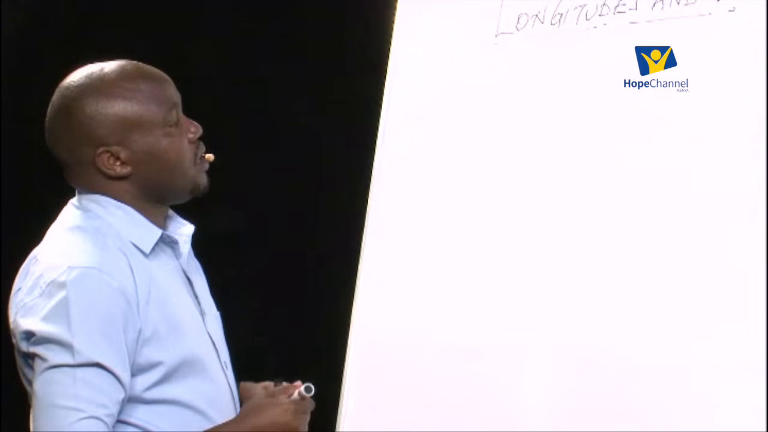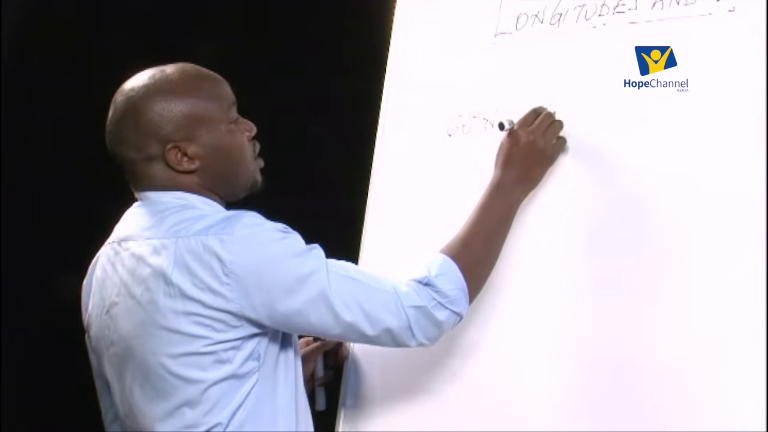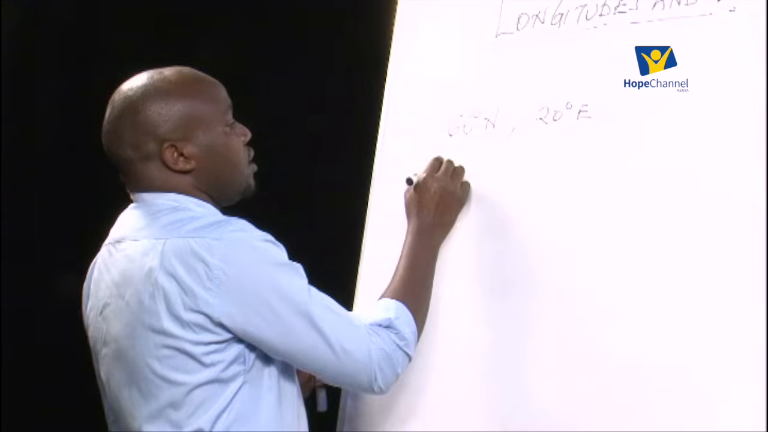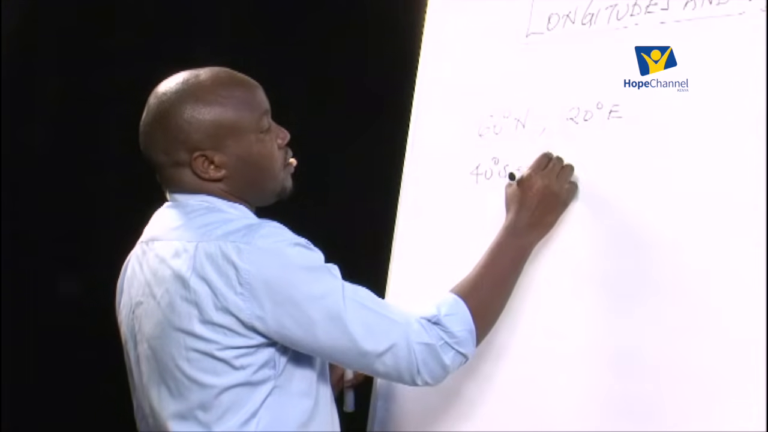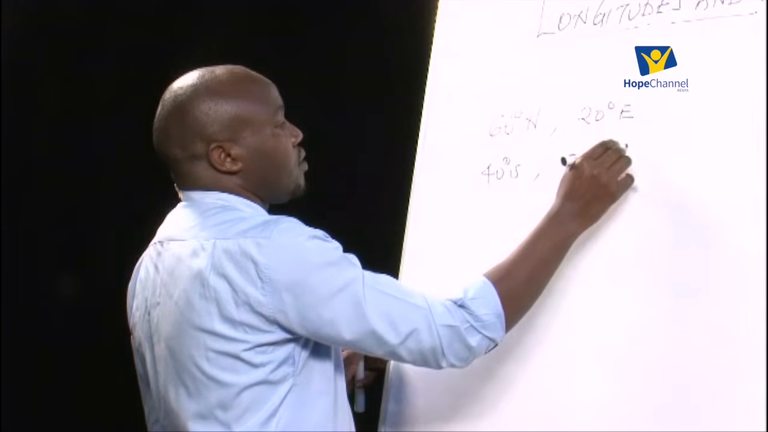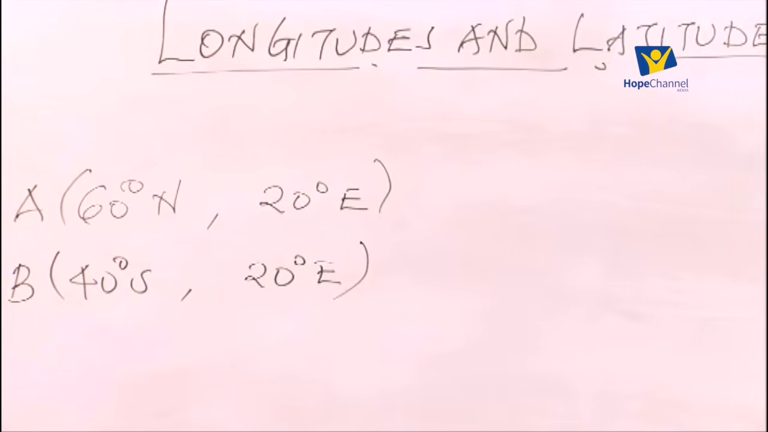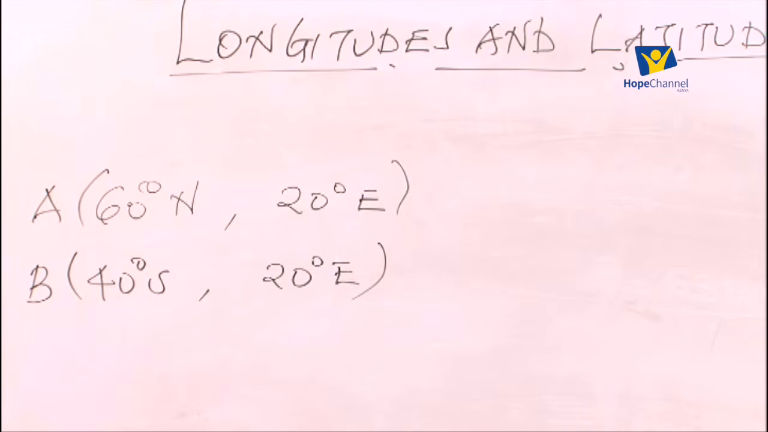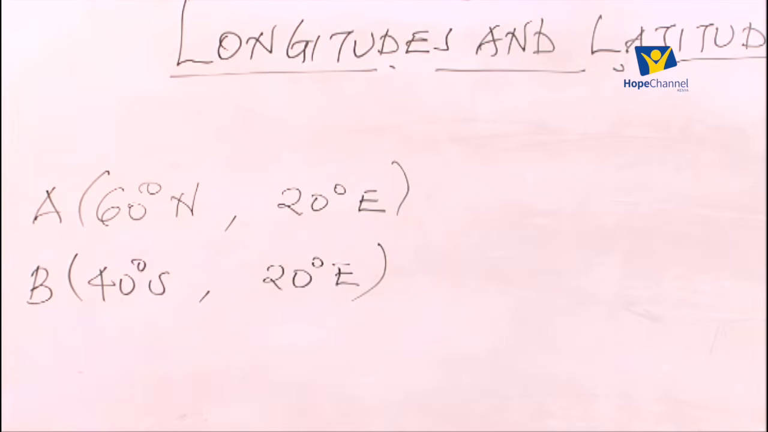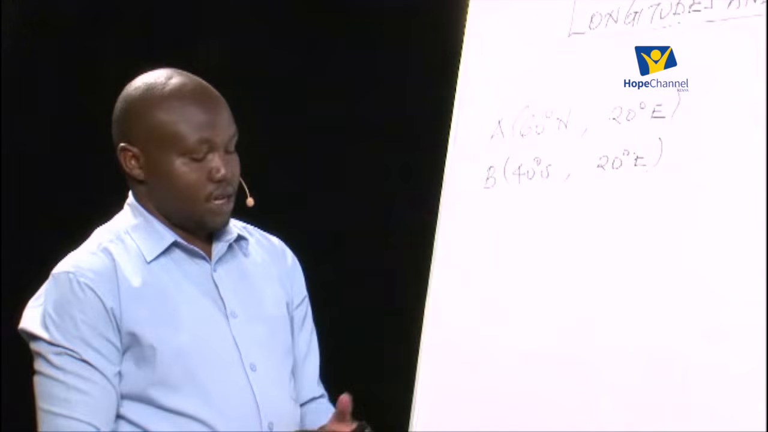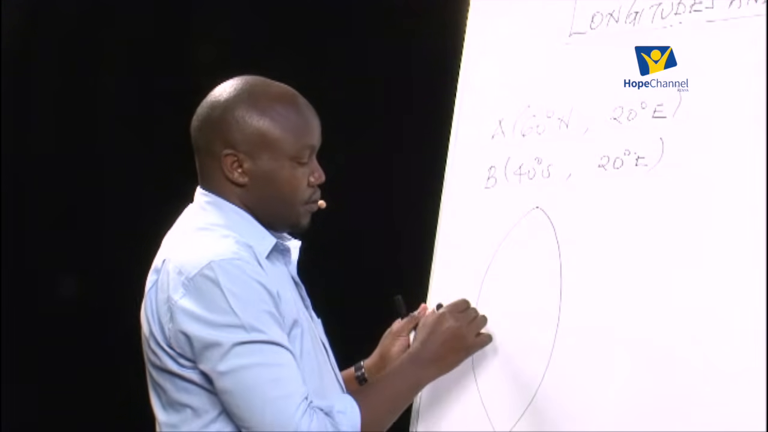Another example I can give is, for example, I have 60 degrees north with 20 degrees east, and 40 degrees south and 20 degrees east. Points A and B. Calculate the distance between point A and B in kilometers, given the point A is 60 north, 20 east, and B is 40 south, 20 east. First of all, locate these points on a globe.